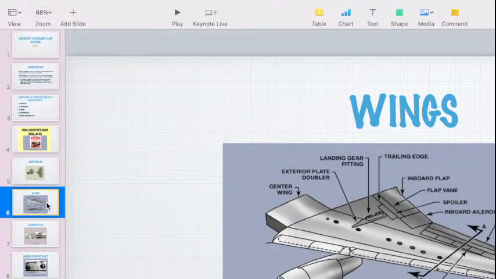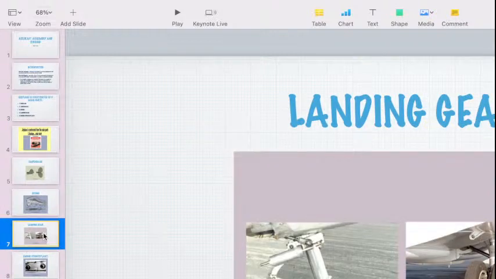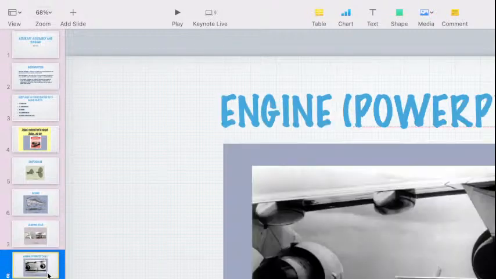Wings, and our wings, this is a good diagram in your Jeppesen book that has all of a wing labeled for you. So you have the center of the wing, you have spoilers, outboard flap, inboard flap, trailing edge, so all of that stuff can be on a wing. Landing gear. Okay. Landing gear. We have our landing gear. It's also a major section of our aircraft. And our engine power plant.